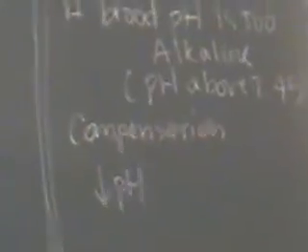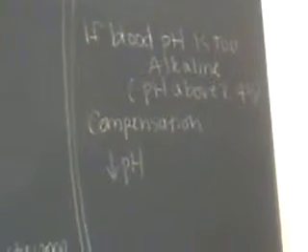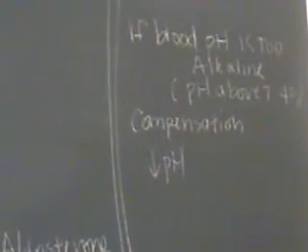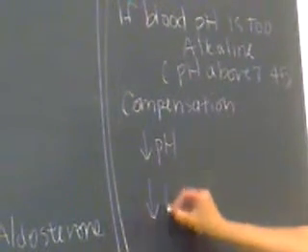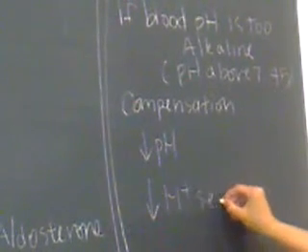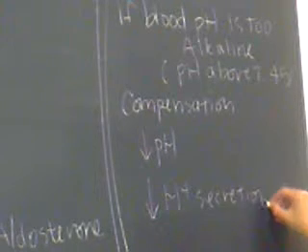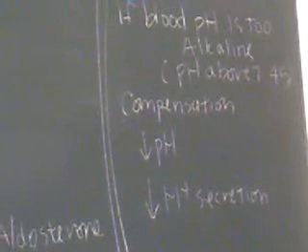Keep track of your errors. This can be the biggest help to you in figuring out what's happening, because if our goal is to decrease the pH, and we're looking at a metabolic compensation, what we do then is decrease hydrogen secretion, because what am I doing if I'm hyperventilating?